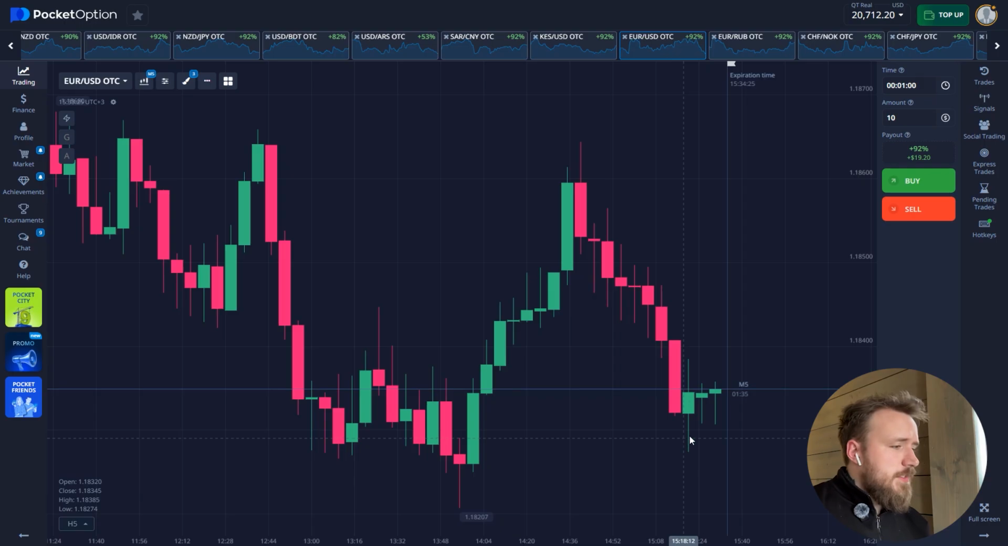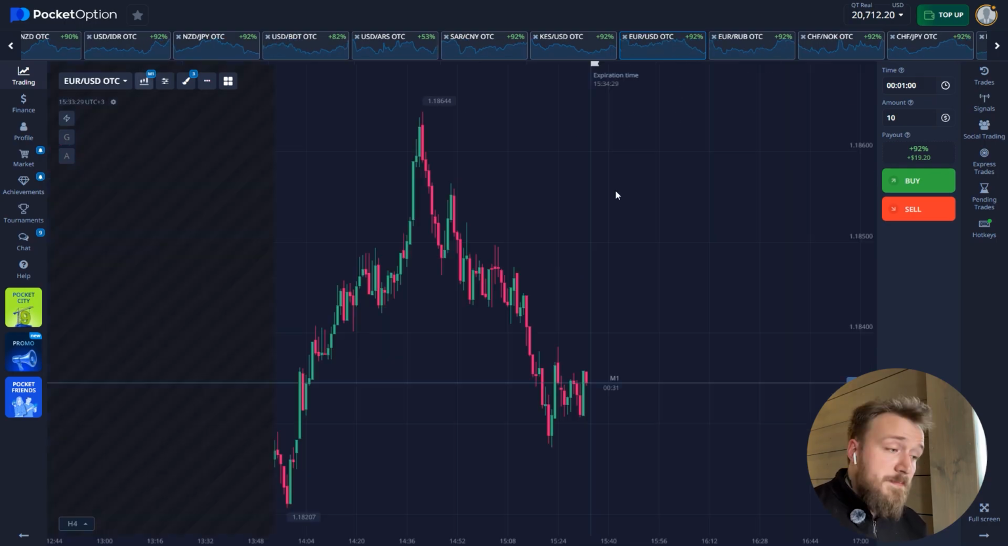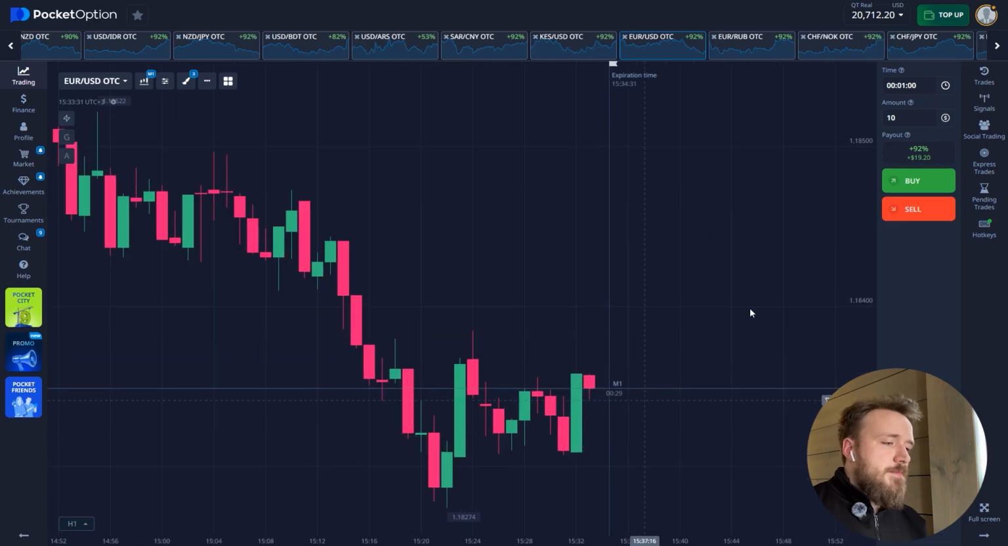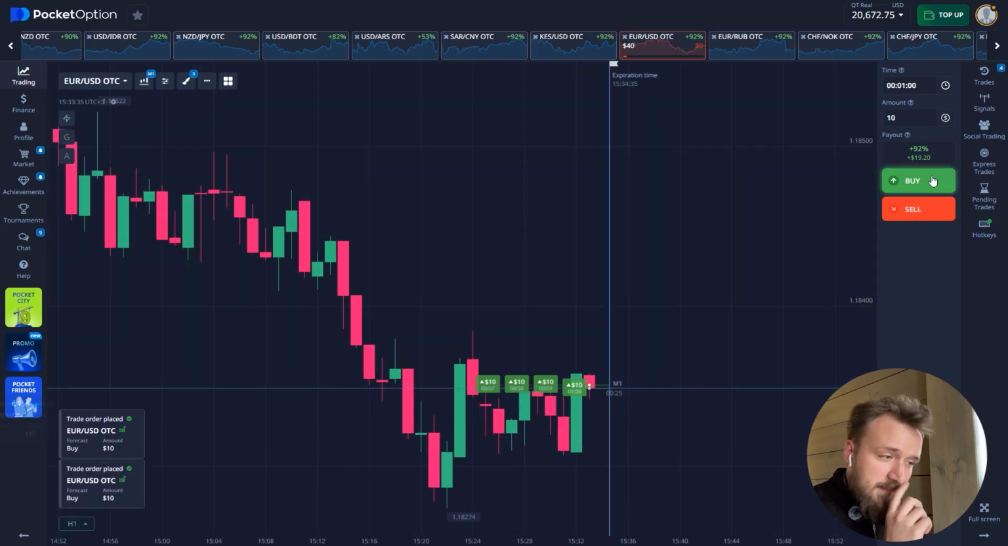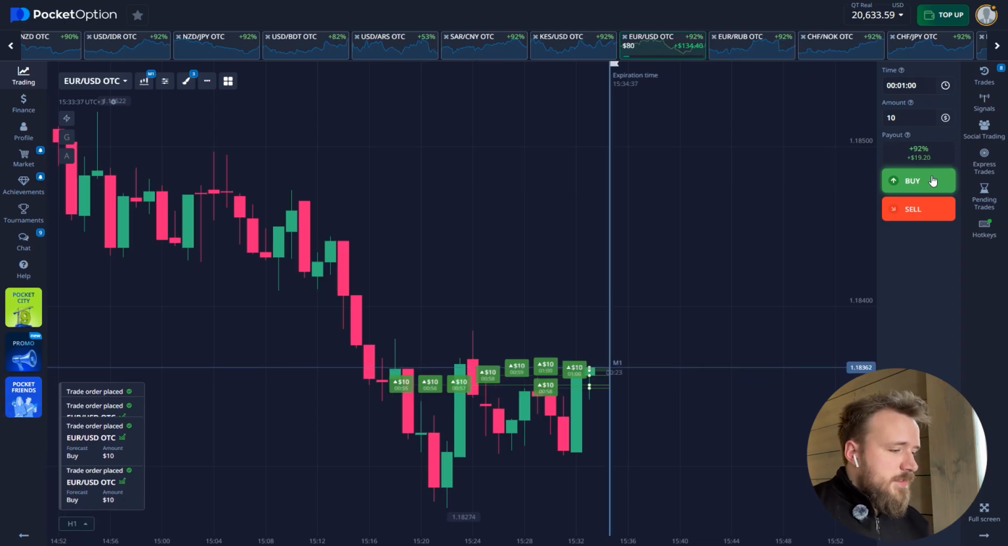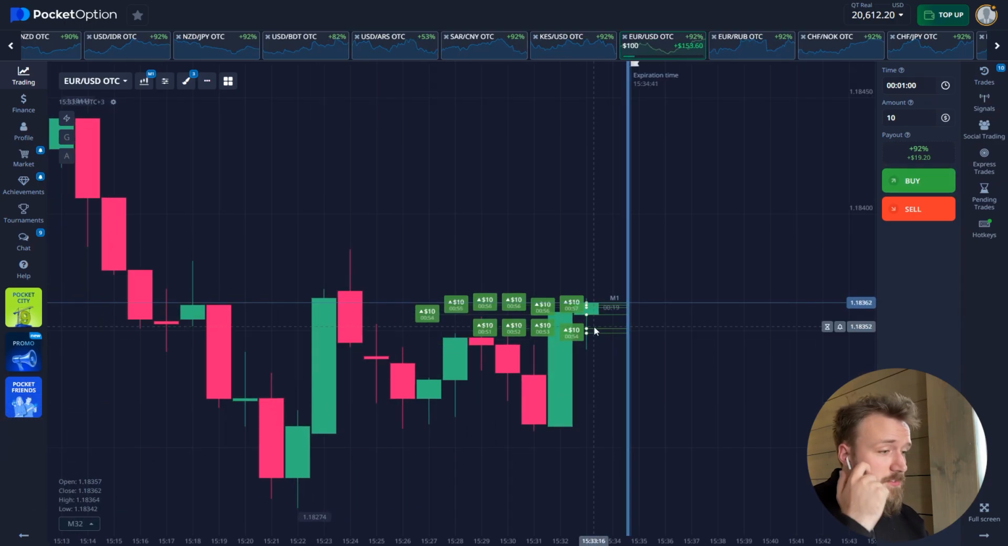We pay attention to the candlestick wicks. They're at the bottom, touching the support zone. Switching to the 1-minute time frame, a small correction is occurring. On this correction, we open 10 trades at $10 each. You see there's a slight spread, not as wide as I wanted, but it's still there.